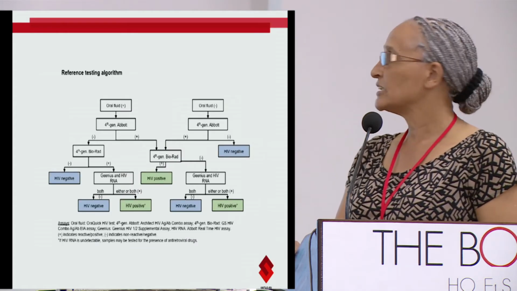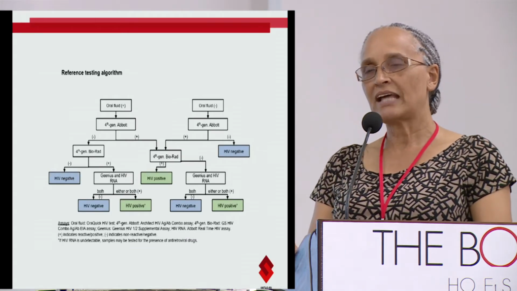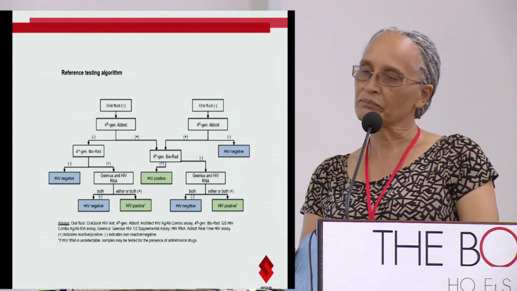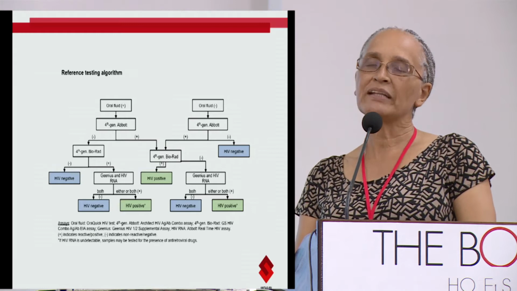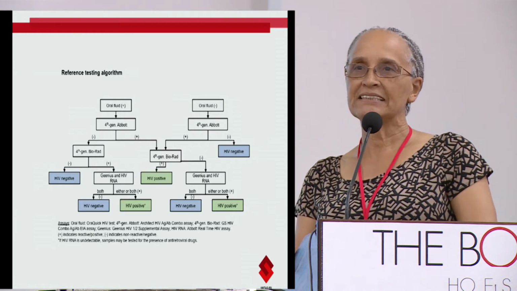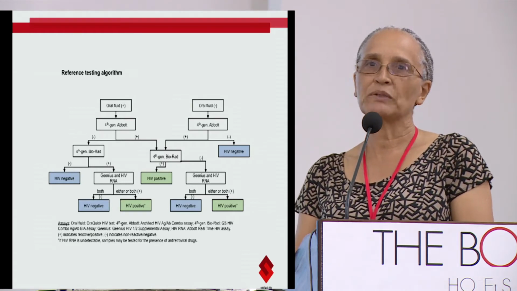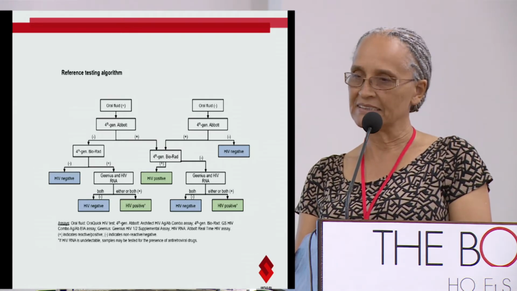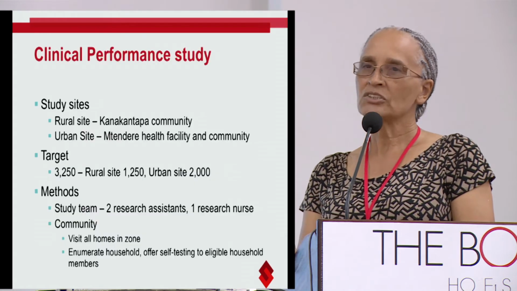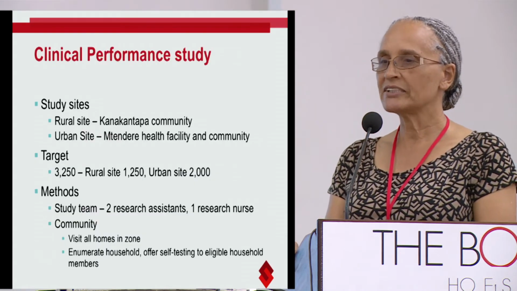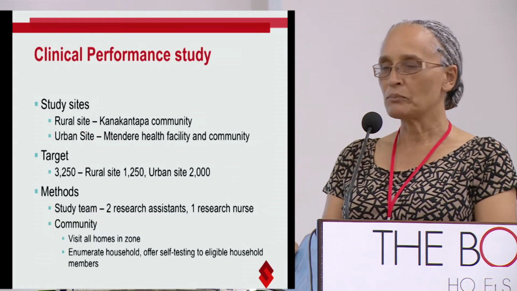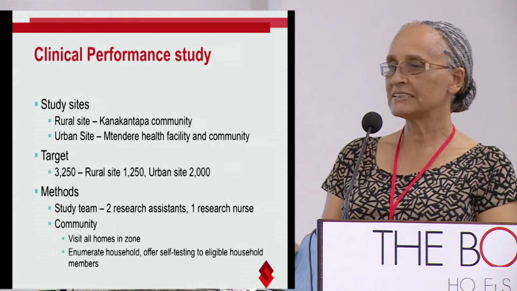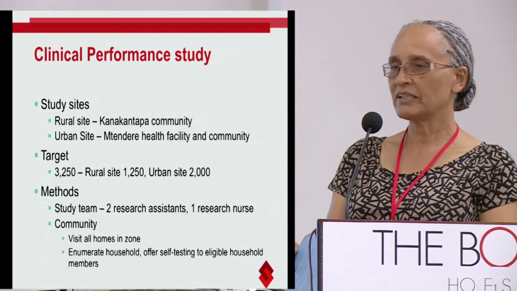This slide shows the algorithm that we used in the lab, where if there were any discrepancies between the rapid diagnostic test and the lab test, the samples were exposed to further testing using third generation test kits. In Zambia, we had two sites. We had a rural site, which was mainly community-based, and an urban site where we had both the health facility testing as well as testing within the community.